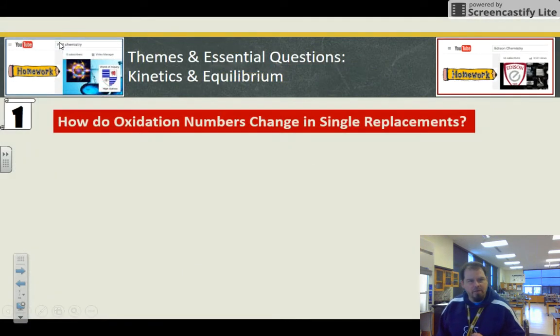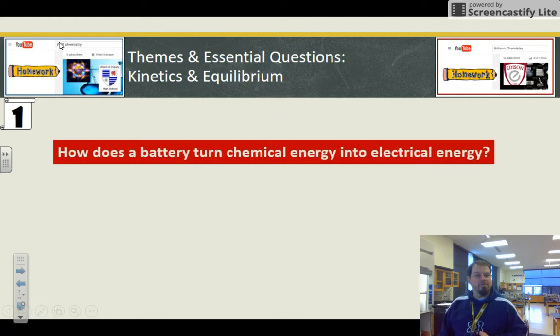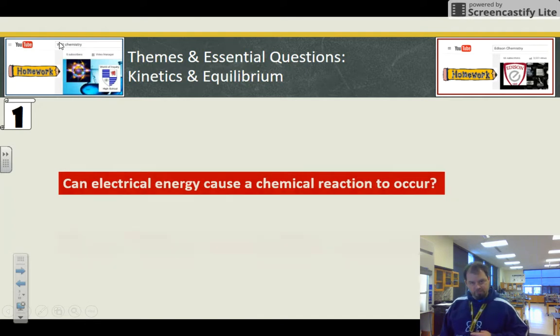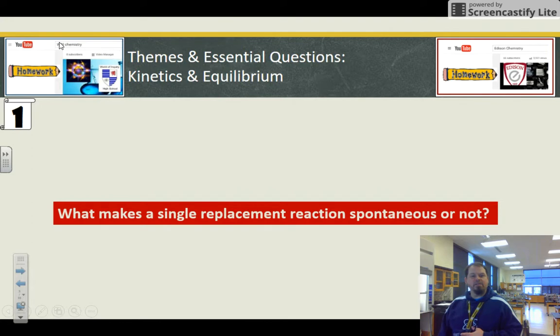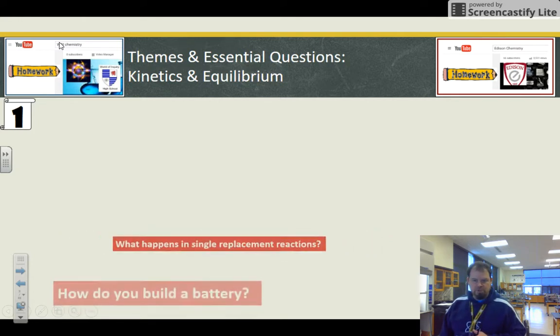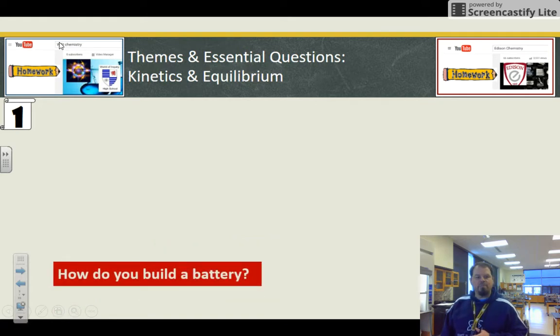What we're going to learn and how we're going to do it. Okay, overall arching themes. How do oxidation numbers change in the single replacement reactions? They will change. How does a battery turn chemical energy into electrical energy? We will learn how batteries work. Can electrical energy cause a chemical reaction to occur? Interesting question. What makes a single replacement reaction spontaneous or not? There's a good word, spontaneous. I like that. What happens in single replacement reactions in general? Just a general reaction. And how do you build a battery?